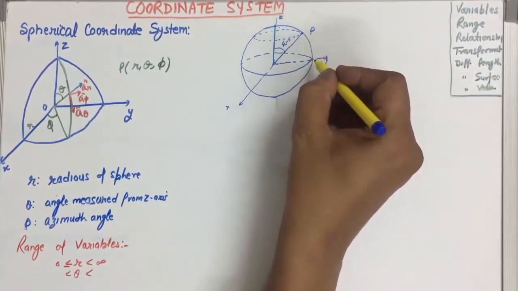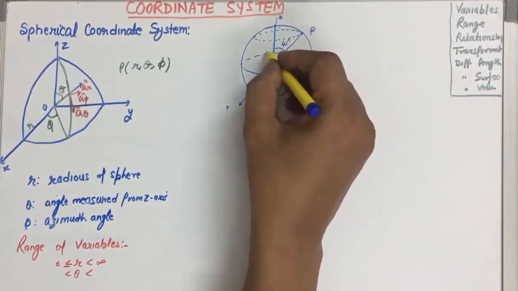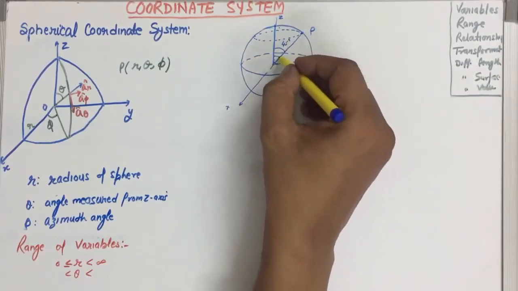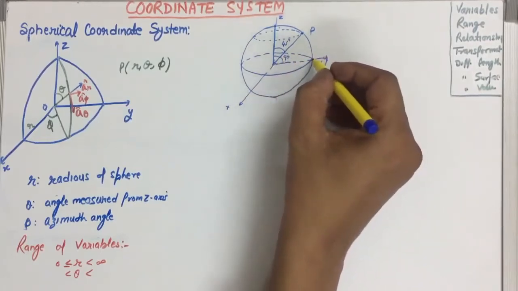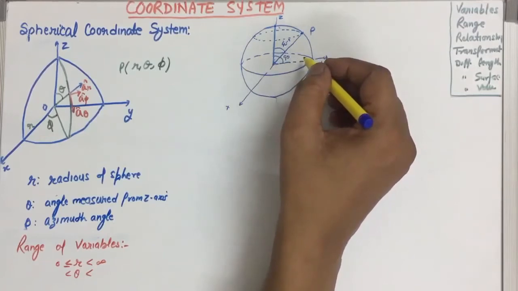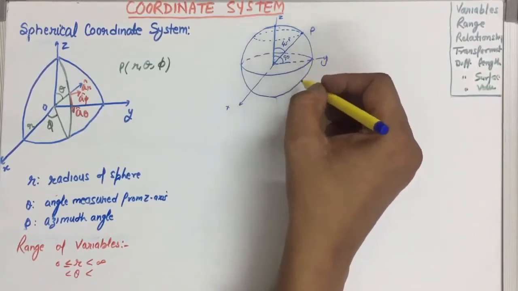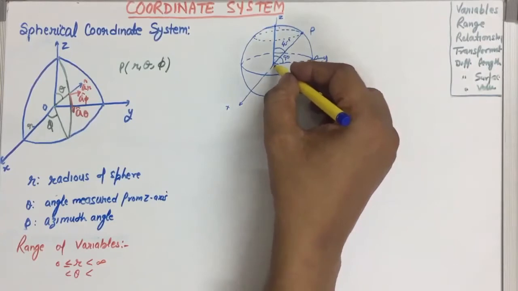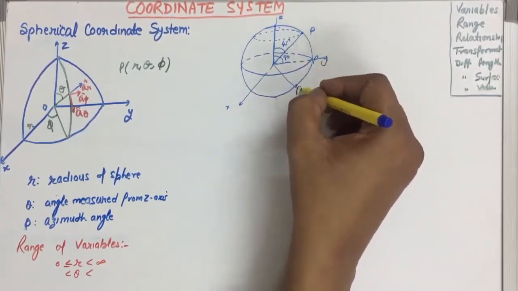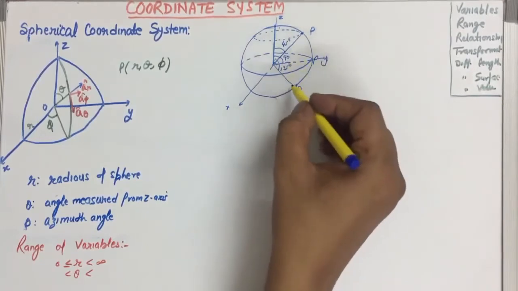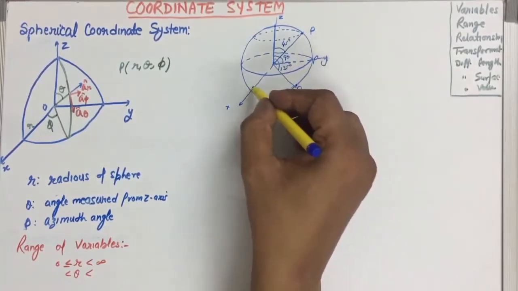Consider your point P here. Then you have to move again 2 pi when you are at 90 degree. When P is at 90 degree, then again you have to cover 2 pi, and after that consider your point P here, 135 degree, and move your point again to cover the full sphere.